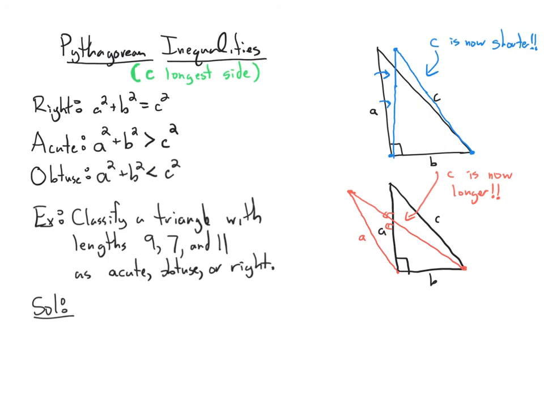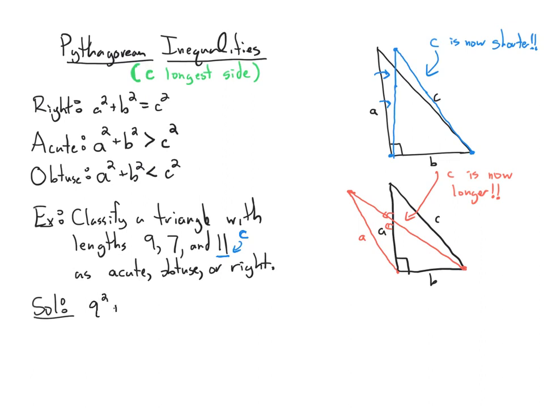Pause the video now, try it yourselves. It's not a particularly onerous exercise. Just check which of these equalities or inequalities is true. And remember, C is always going to be the longest side. Okay, now that you're back. Our longest side is, of course, the side that has length 11. So this is our C, and A and B are 9 and 7. Doesn't matter which is which. They're just the two different legs.